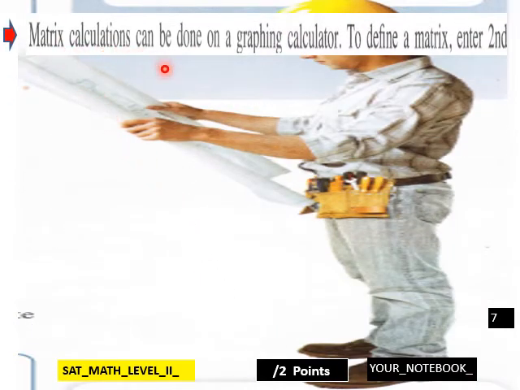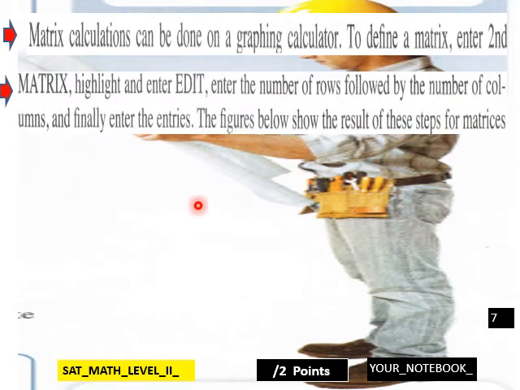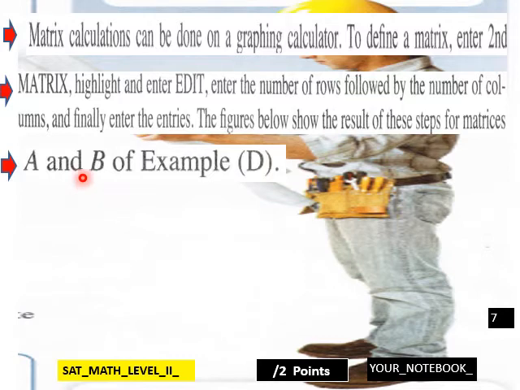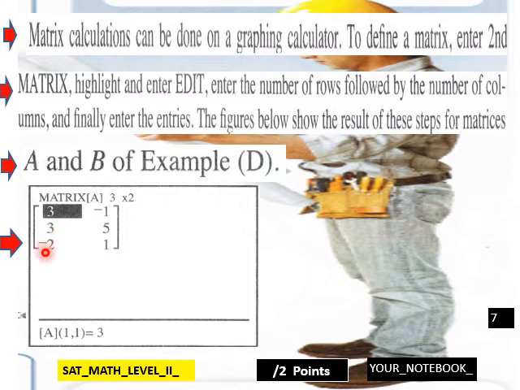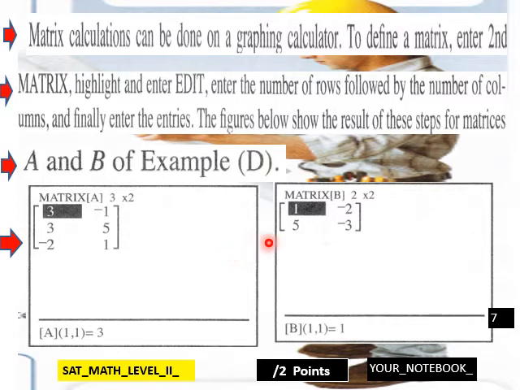Okay, so matrix calculations can be done on a graphing calculator. Hooray! To define a matrix, enter the matrix menu, highlight and enter edit, enter the number of rows followed by the number of columns, and finally enter the entries. The figures below show the result of these steps for matrices A and B of example D, which we did. Here's matrix A on your graphing calculator screen, and then here's matrix B. That's what it would look like.